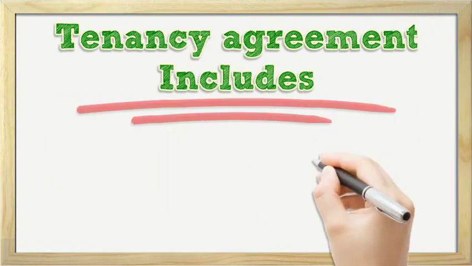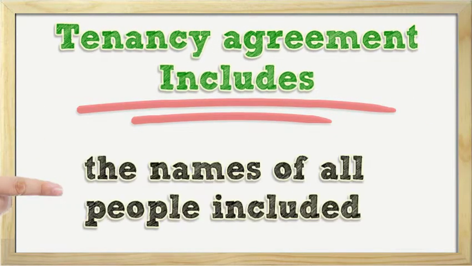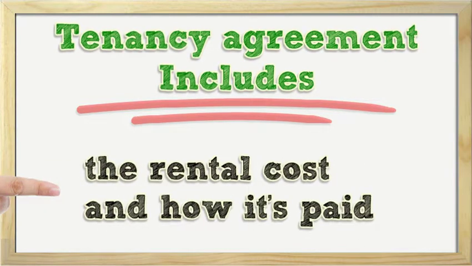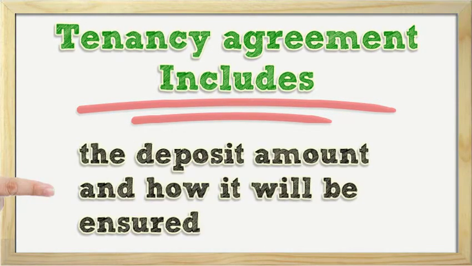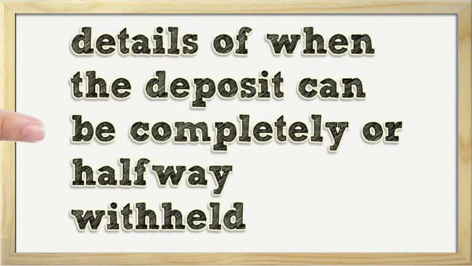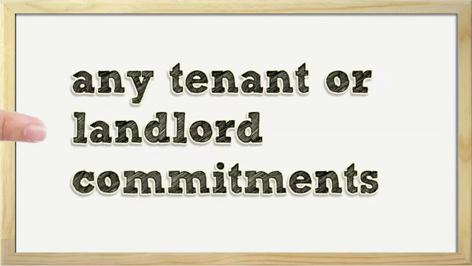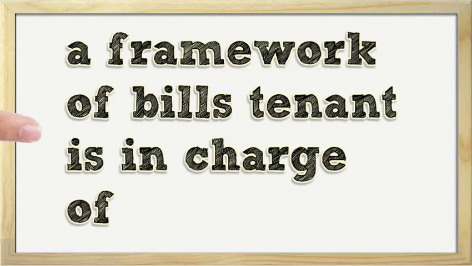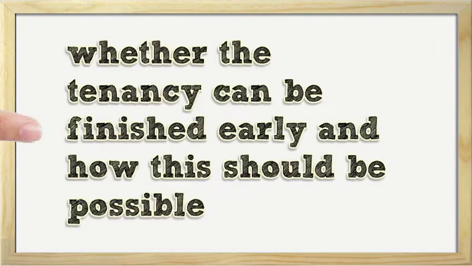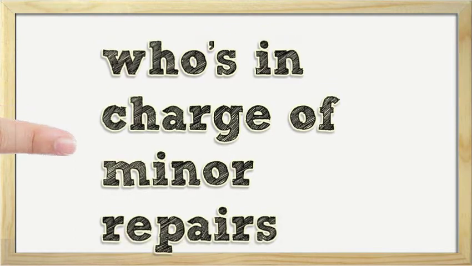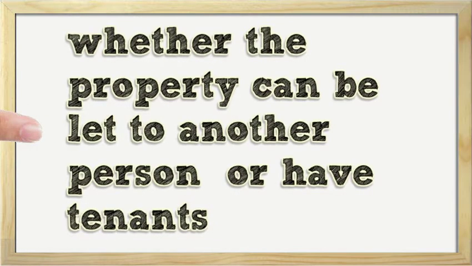Tenancy agreement contents. A tenancy agreement includes the names of all people involved, the rental cost and how it's paid, information on how and when the rent will be reviewed, the deposit amount and how it will be protected, details of when the deposit can be fully or partly withheld, the property address, the start and end date of the tenancy, any tenant or landlord responsibilities, and an outline of bills the tenant is in charge of. It can also include information on whether the tenancy can be ended early and how this can be done, who's in charge of minor repairs, and whether the property can be let to someone else or have lodgers.